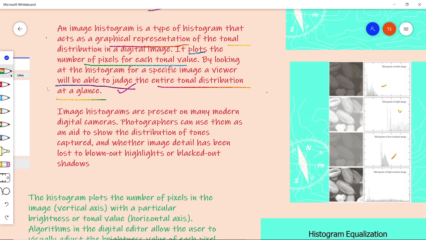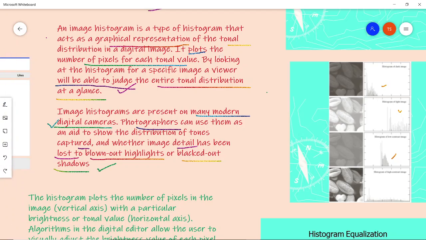And what are the applications of the histogram that we use most commonly and popularly? We are using these histograms in digital cameras. Many modern digital cameras, and photographers can use them to show the distribution of tones captured: which part is lighter, which part is darker, and how to remove darkness and everything. They show which image details are lost within the image, which are blown out, which highlights are blacked out, the shadows, all the details. The photographers and the viewers can easily understand this from the histogram.